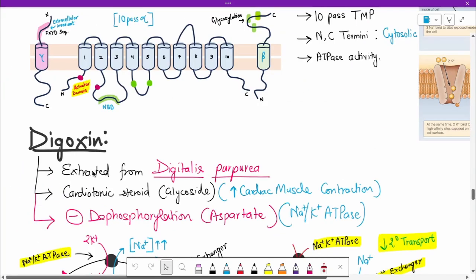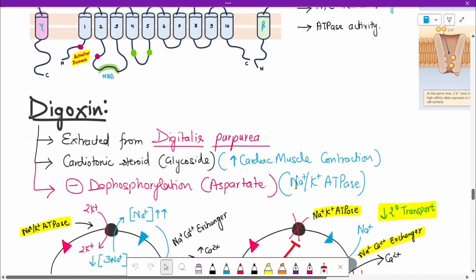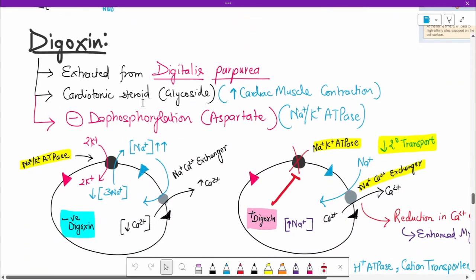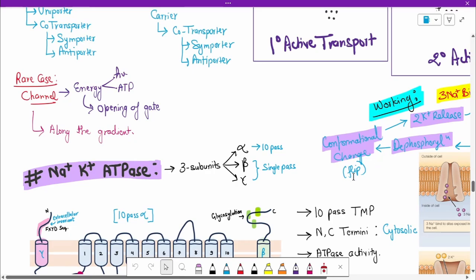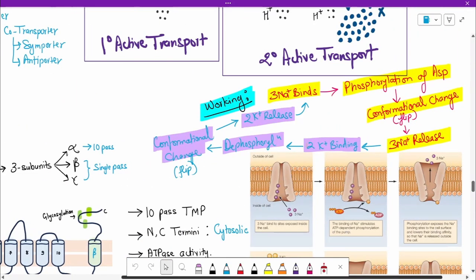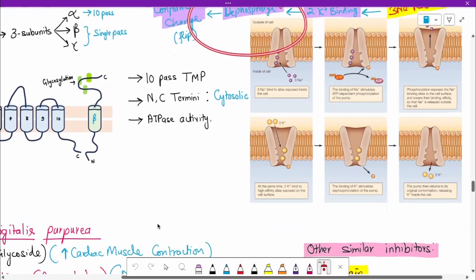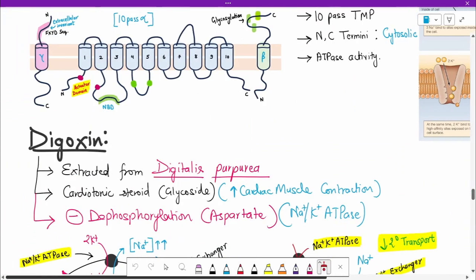Now there are certain inhibitors of sodium potassium ATPase or sodium potassium pump, we can say. The major one is digoxin. It is extracted from Digitalis purpurea, and it is considered a cardiotonic steroid because it increases the muscle contraction in myocardium. Okay, now which step of the functioning of sodium potassium ATPase does this digoxin target? It targets the dephosphorylation step, and it inhibits the sodium potassium pump, sodium potassium ATPase.